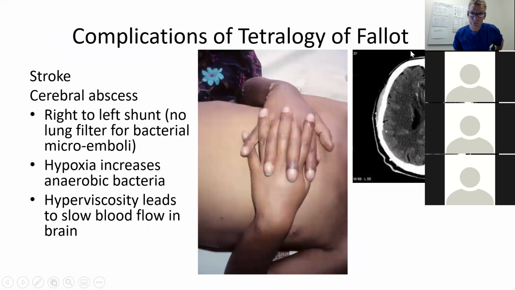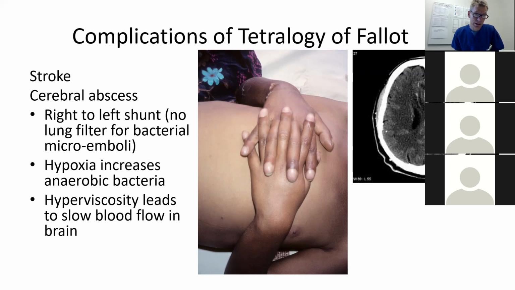Okay, now we see a number of children who've got Tetralogy of Fallot, like the child I just presented, and sometimes we see them as they get older, and sadly, if they're not repaired, if they don't have surgery, then there's a number of complications that they can present with. And one is, it's not uncommon for them to have strokes. And the reason they have strokes typically is that they have a right to left shunt.